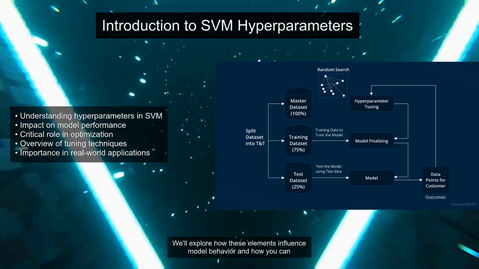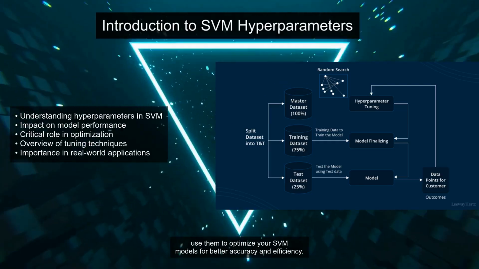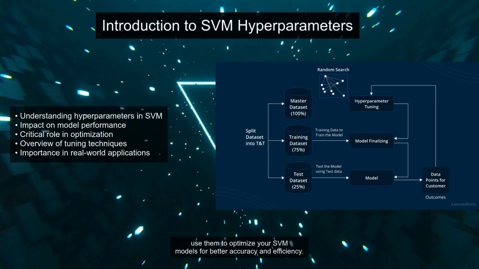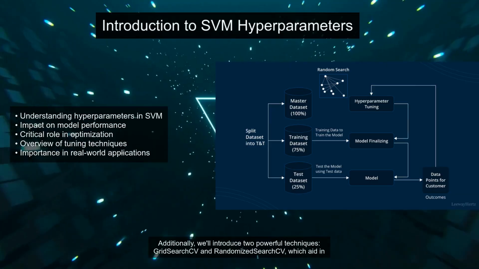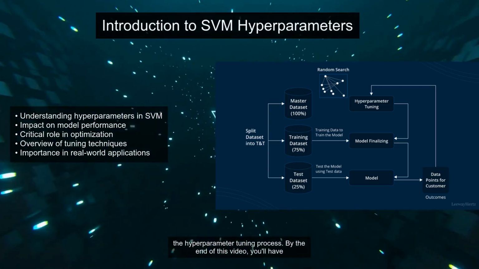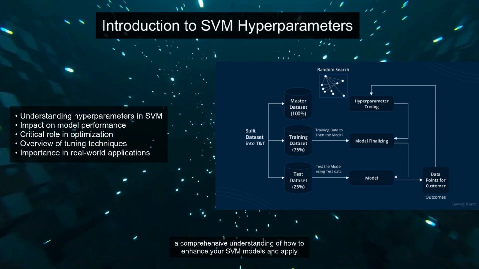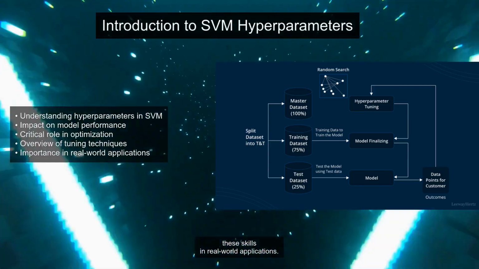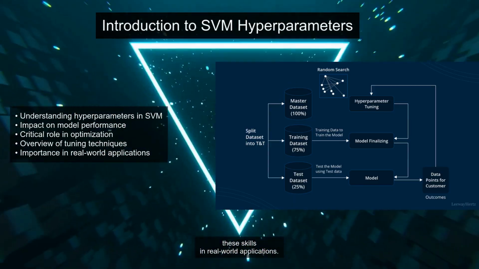We'll explore how these elements influence model behavior and how you can use them to optimize your SVM models for better accuracy and efficiency. Additionally, we'll introduce two powerful techniques, GridSearchCV and RandomizedSearchCV, which aid in the hyperparameter tuning process. By the end of this video, you'll have a comprehensive understanding of how to enhance your SVM models and apply these skills in real-world applications.